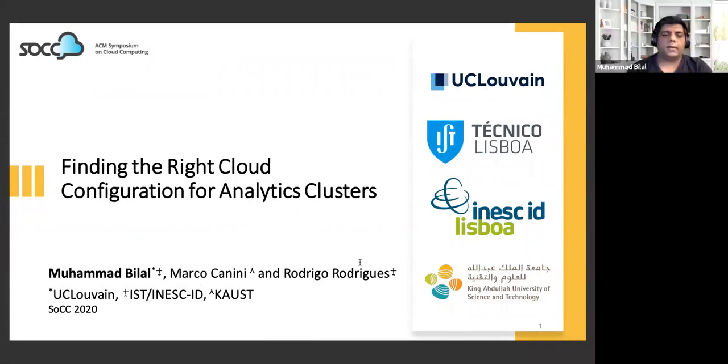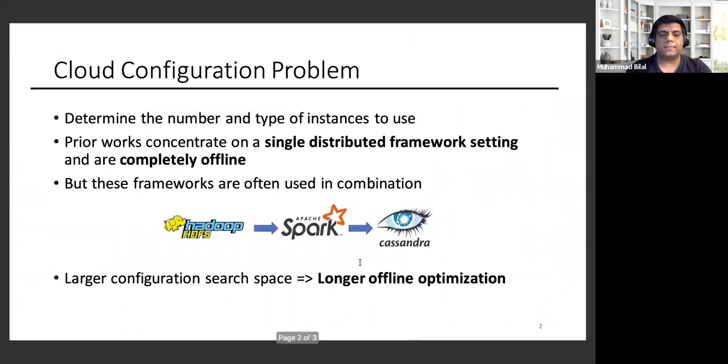Thanks, Patrick. I'm going to present a short summary of our work regarding selecting cloud configurations for analytics clusters. Both of my co-authors are essentially my co-PhD advisors. So can you move to the next slide, please? The cloud configuration problem in this context is the problem to determine the number and type of instances to use when you are deploying distributed systems in the cloud.